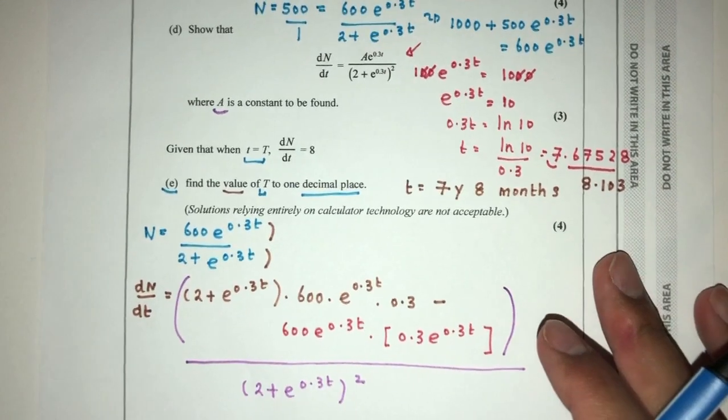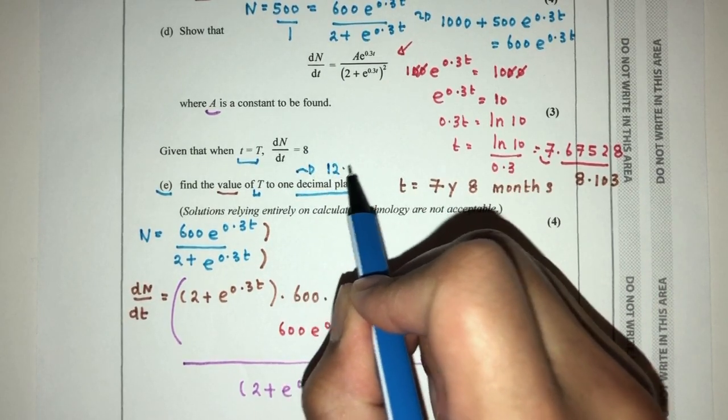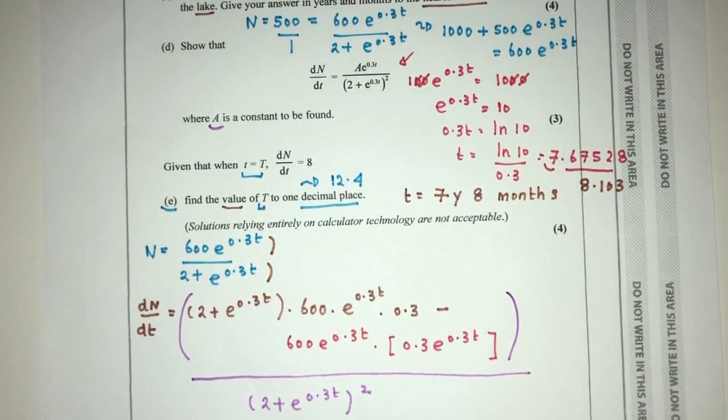Let me write this down. So t here will be 12.4. Okay, that will be question number 8. Now let's move on to the last question.